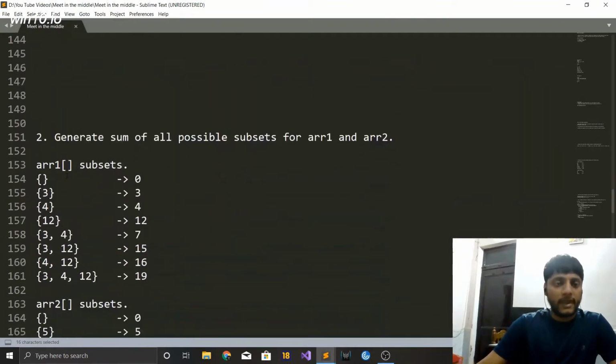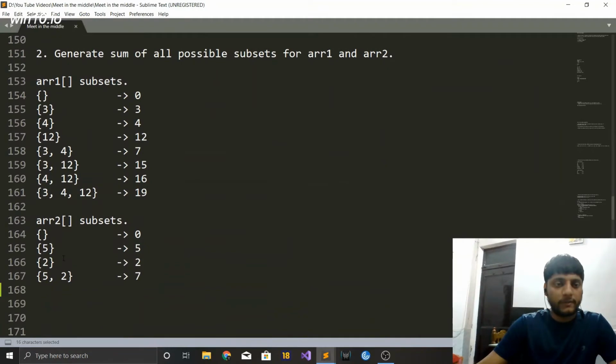Here I have written all the possible subsets of array 1, and here I have written all the possible subsets of array 2. Corresponding to each subset, I have written the sum of the elements in that subset. Like for this subset containing elements 3, 12, the sum is 15.